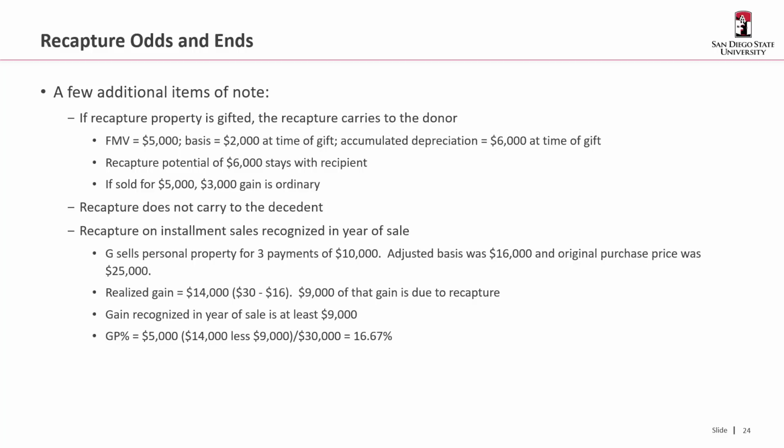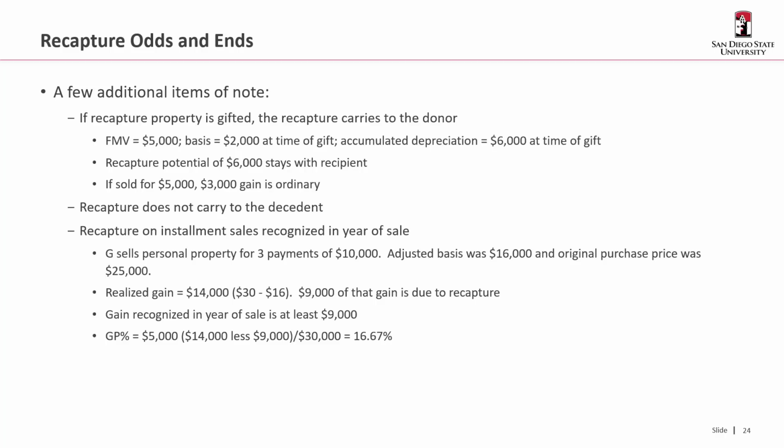If, on the other hand, it's gifted at the time of death, recapture does not carry over to the decedent. So that would imply that you take it at its market value, that'd be its new basis. You don't worry about recapture, it's gone. And then we talked about this in the last module. We said, hey, when there's an installment sale, you have to recapture your gain in the year of sale. So let's just do this quick example to kind of confirm how that works.